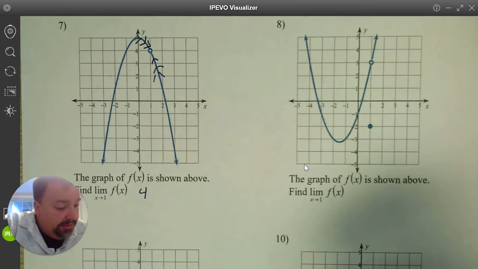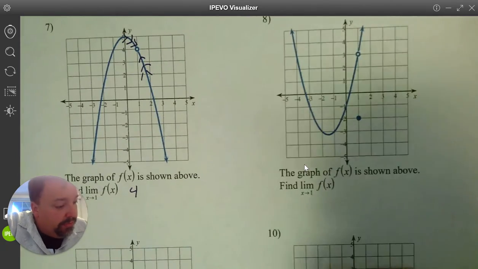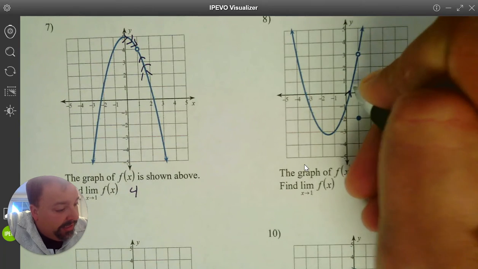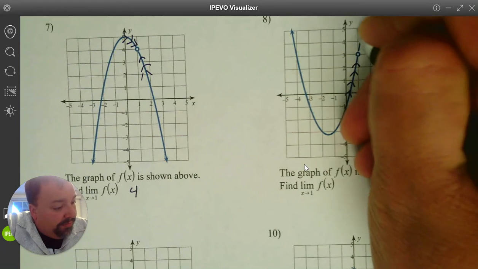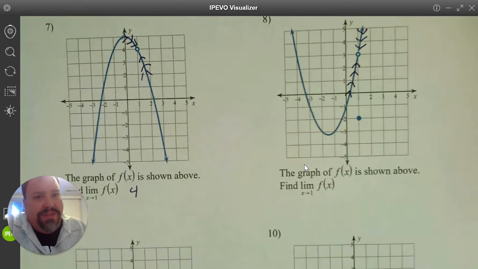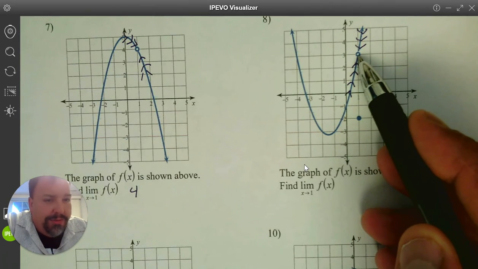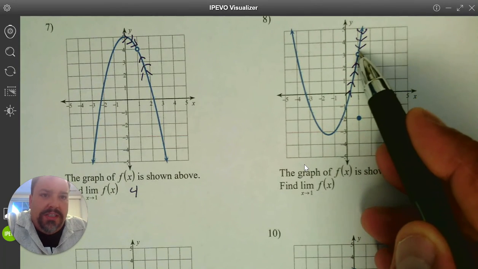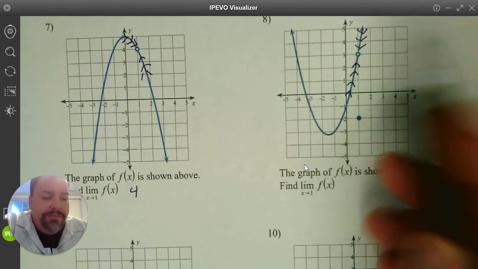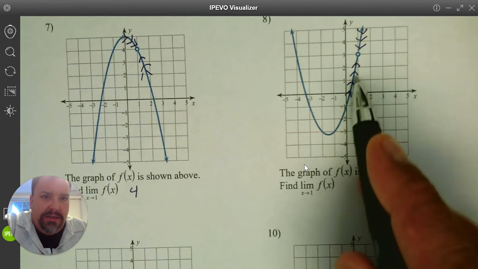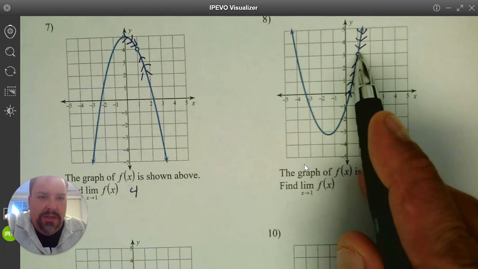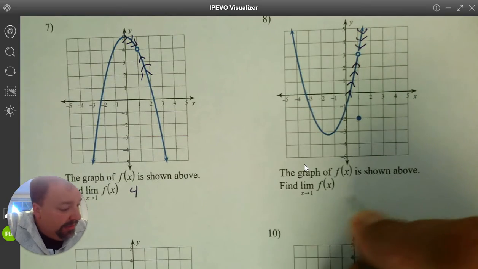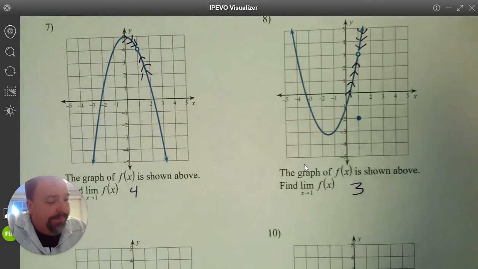Number 8. As we get closer and closer to 1, what's happening here? So again, imagine coming from the left side. If we come from the right side, do the y values come out to be the same thing? And they do. They come out to be 3. Even though it's an open circle, we're considering as we get closer and closer. And it doesn't matter that there's a point down here. We're taking the limit. Do the values of the y's get closer and closer to the same number? Yep. So here it would be 3.